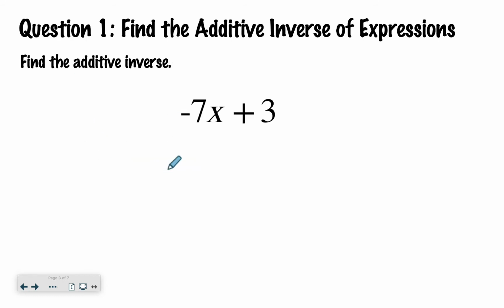So why don't you go ahead and try this problem on your own. Find the additive inverse of negative 7x plus 3. Good luck. Okay, for this problem, hopefully you said the additive inverse of negative 7x plus 3 is positive 7x minus 3. If you have any questions about that, please be sure to ask for some help. I'm happy to help you.